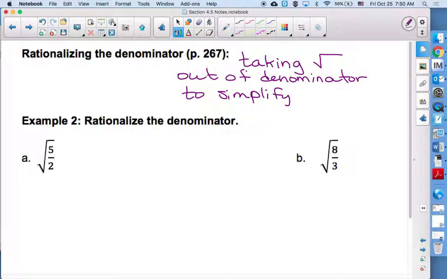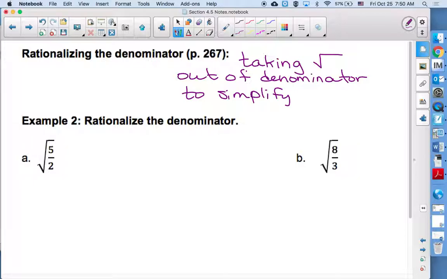And you will see this process used anytime you have a radical, and that radical is in the denominator of a fraction. So it's called rationalizing the denominator. It's a process to simplify a fraction by getting rid of the square root.